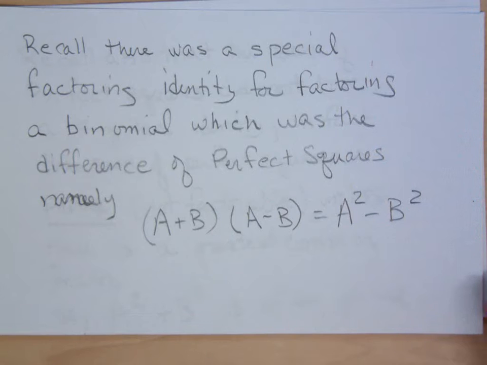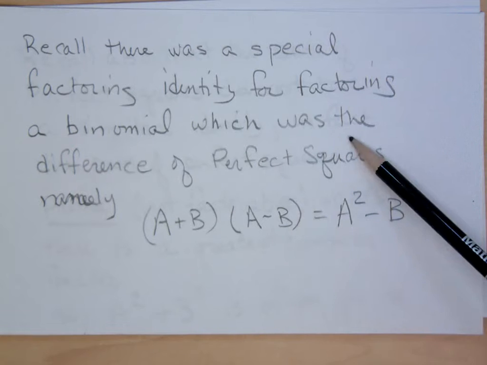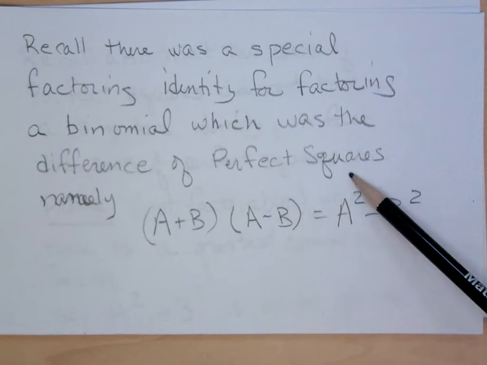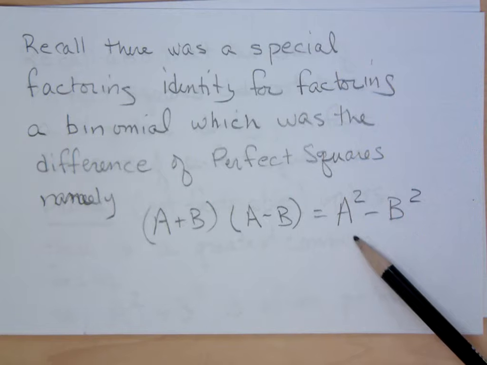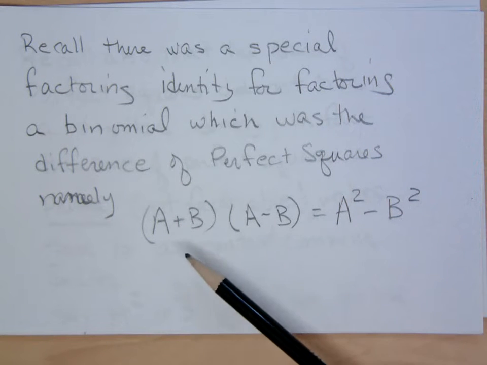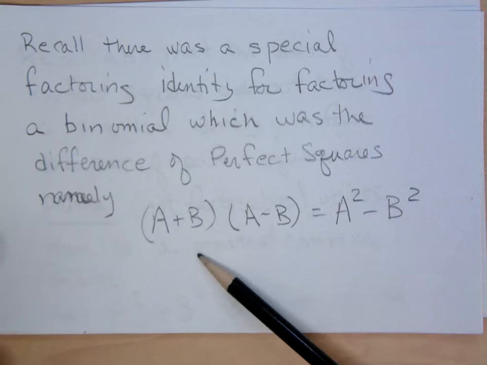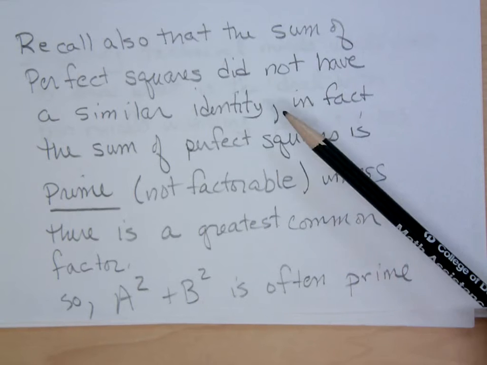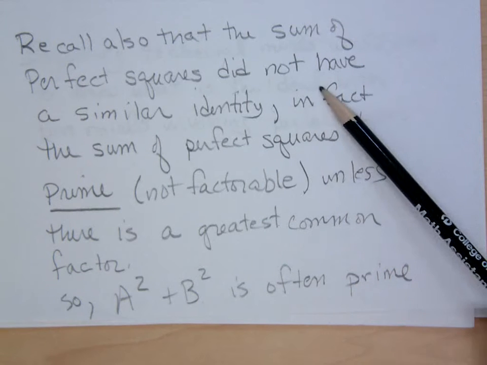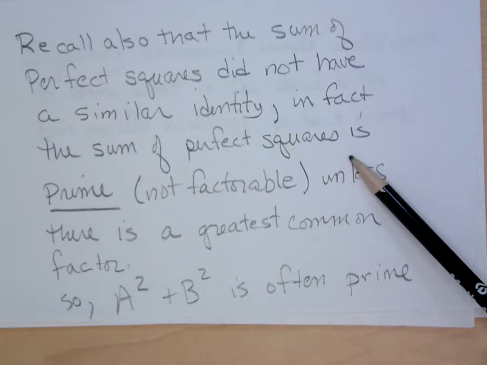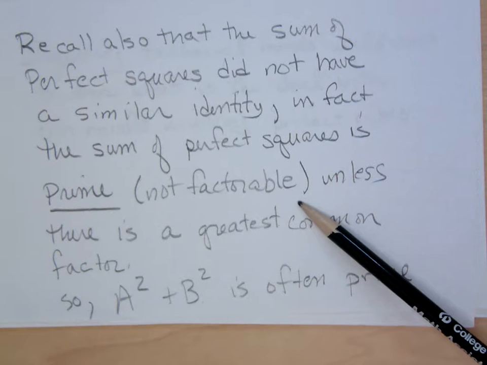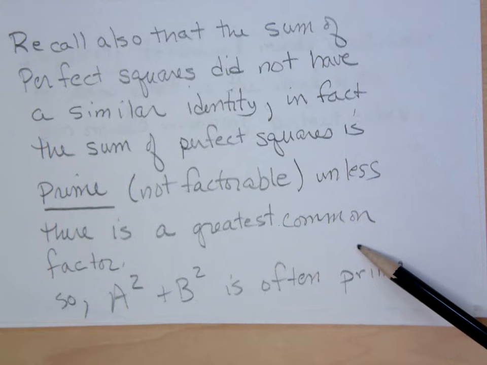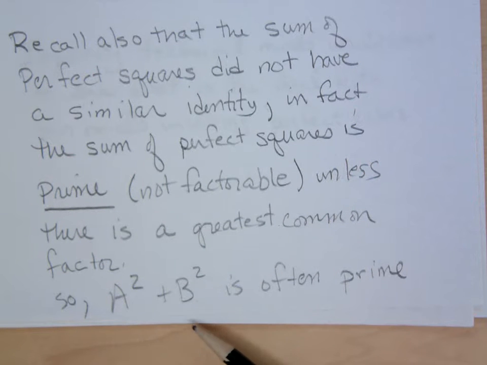By way of introduction, you might recall that there was a special factoring identity for factoring a binomial, which was the difference of perfect squares. Namely, if you had a squared minus b squared, that could be factored into a plus b times a minus b. And recall also that the sum of perfect squares did not have a similar identity. In fact, the sum of perfect squares is prime, not factorable, unless there is a greatest common factor. So if you run across a squared plus b squared, it's often prime.